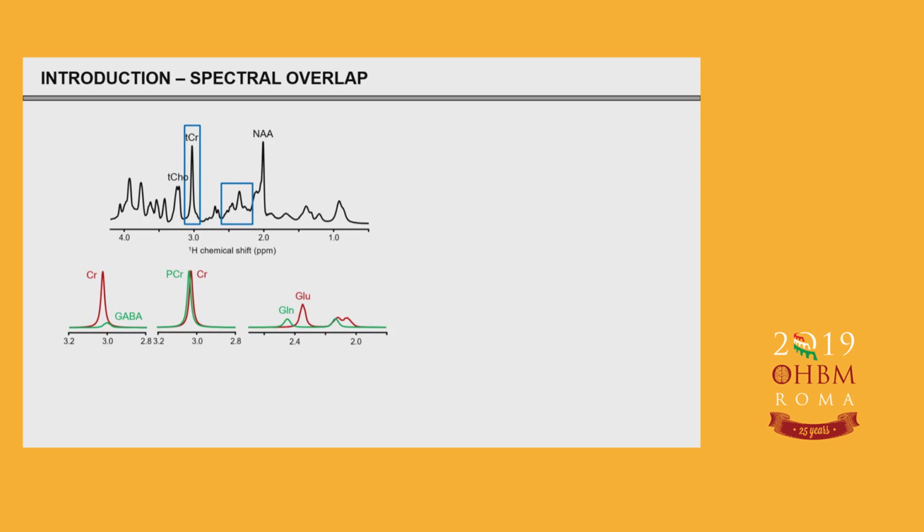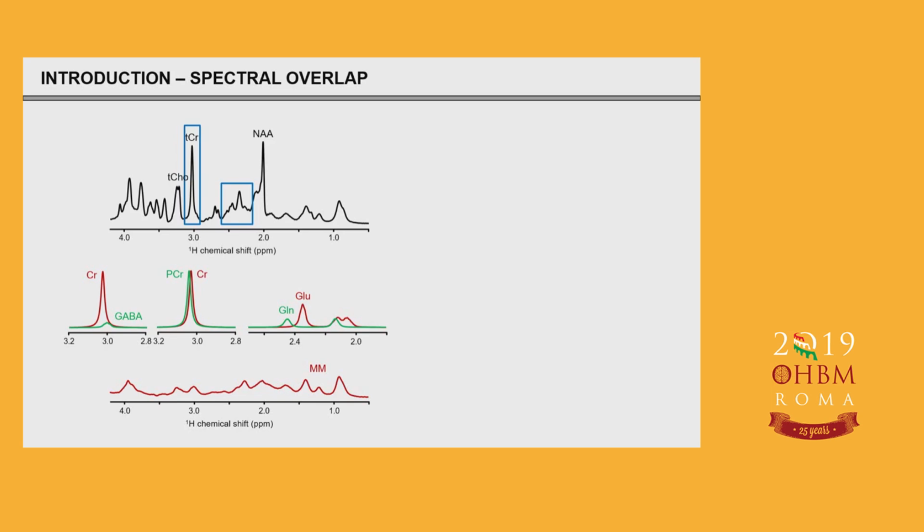A little bit further down in the spectrum, you have glutamate and glutamine. They are partially overlapping at high field, but they're completely overlapping at low field. And there's another thing here. Basically, every peak in the spectrum is overlapping with broader signals from macromolecules.